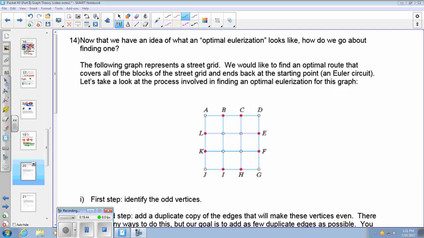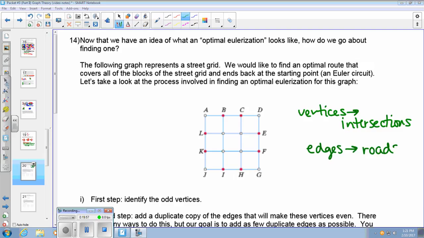And by the way, in this case, your vertices are representing intersections on that street map, so where roads cross, and the edges are representing the roads themselves. Okay, well, your first step, you've got to identify the odd vertices. So if we go through this graph, I'm just going to write the degree next to each vertex. Remember, the odd ones are the problem if we want to do a circuit. That's why we want to identify those before we do anything else. And these ones in the middle, notice, have degree 4. All right, so that's your first step.